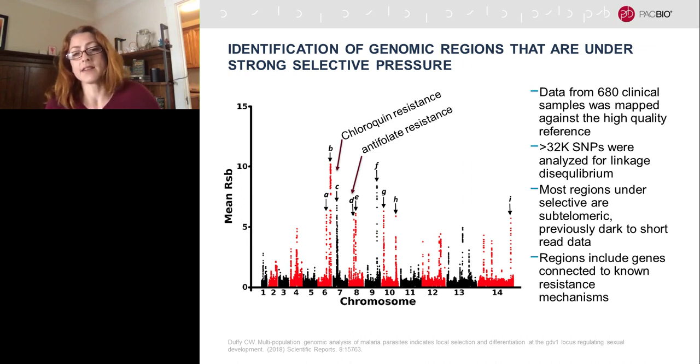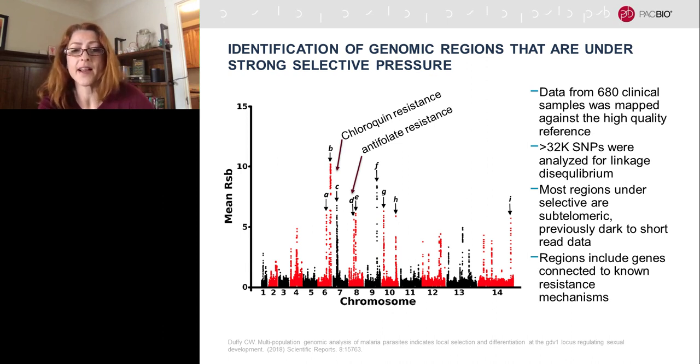short read data that they collected from 680 different clinical samples that were collected from all over West Africa. And these were mapped back against the new high quality reference that was assembled with PacBio. And they looked at 32,000 different SNPs, analyzed these for linkage disequilibrium to try to identify sites in the genome that were under strong selective pressure. And what they found, if you look at the charts here, so each time you alternate from black to red, you're moving into a new chromosome. And what you can see is that a lot of these hotspots for linkage disequilibrium or strong selective pressure tend to be towards the ends of those chromosomes, right?